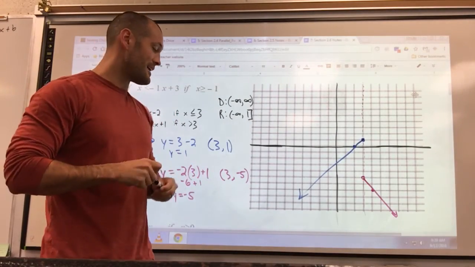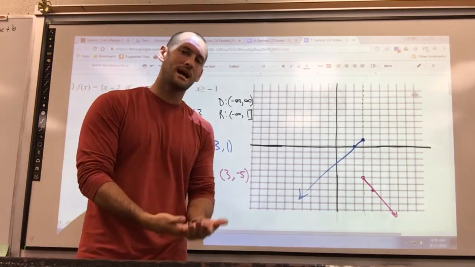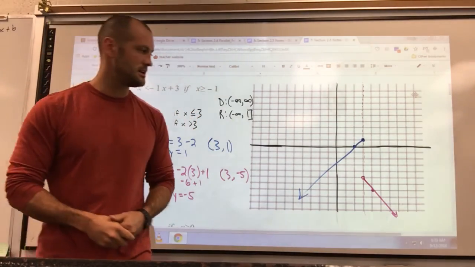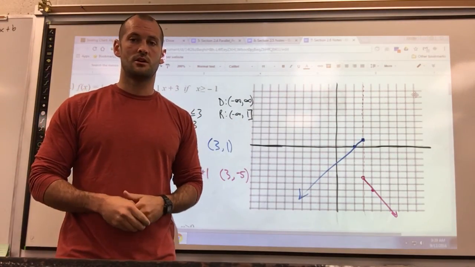That's a quick rundown of how to view, attack, and graph a piecewise function, and how to get the domain and range based off that graph.